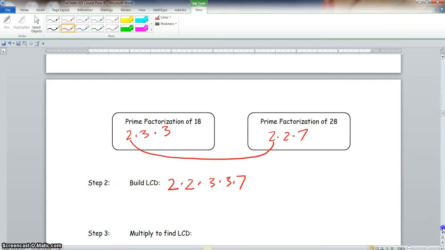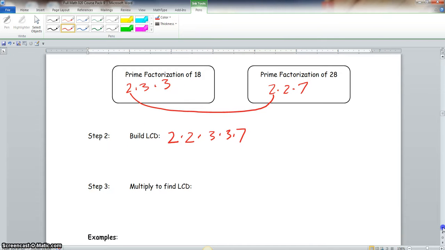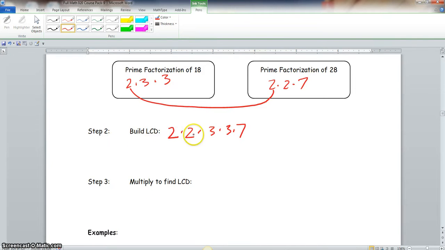So, now we build our LCD. Now we multiply. You have 2 times 2 is 4, times 3 is 12, times 3 is 36, times 7. Now we can go off to the side and take 36 times 7. 7 times 6 is 42, carry a 4. 7 times 3 is 21, plus 4 is 25. So, the LCD is 252.